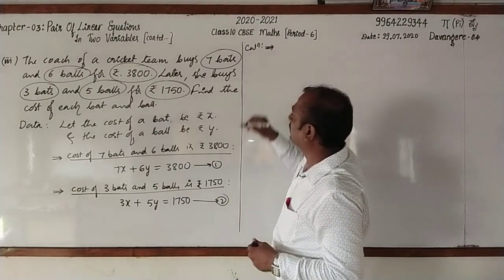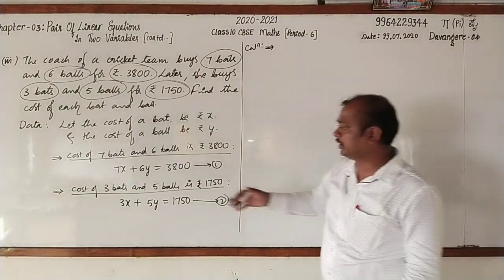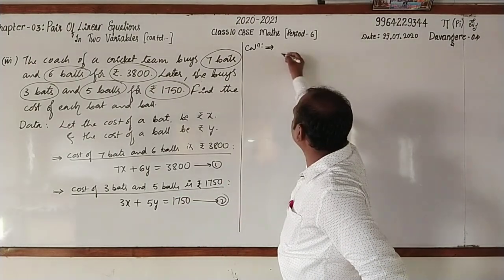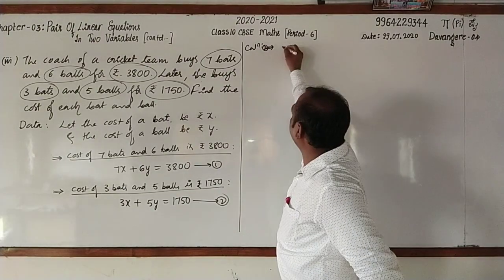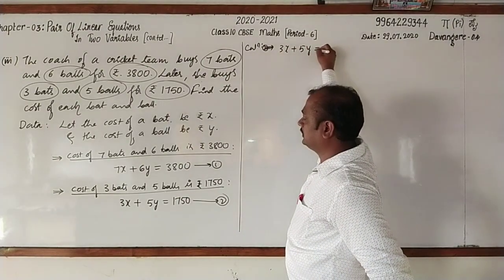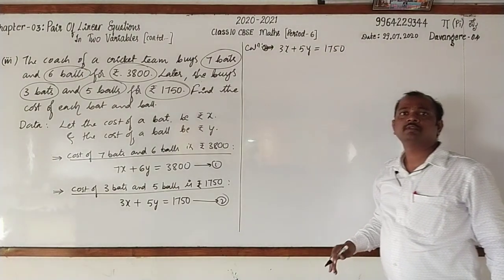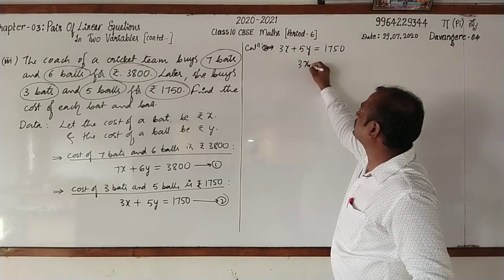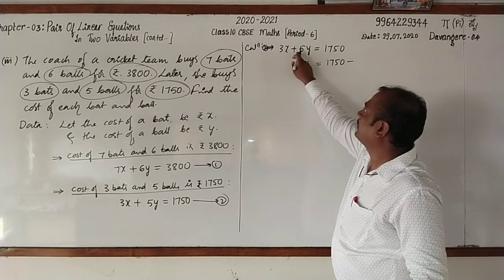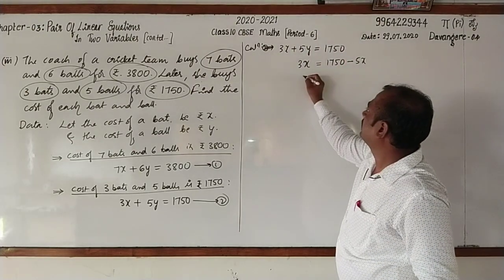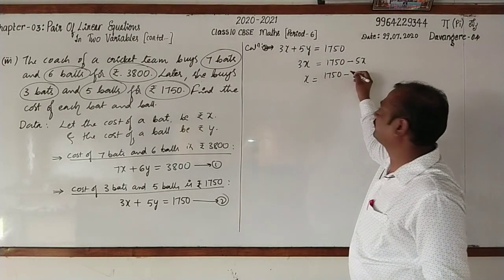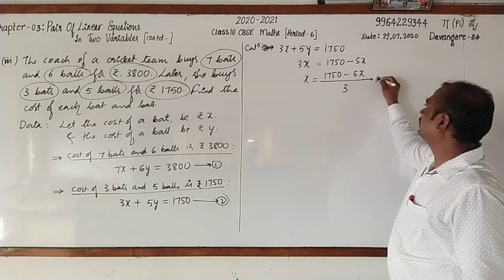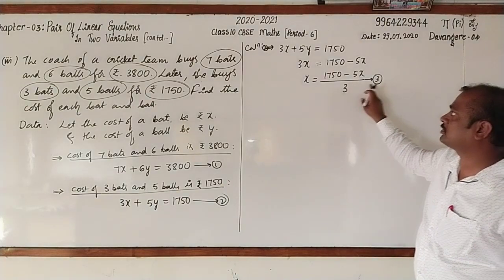Calculation. According to the substitution method, you have to choose any one of the 2 equations. So lower coefficients, I take second equation. It is 3x plus 5y is equal to 1750. So any one of the 2 variables, I take x. So it is 3x is equal to 1750 minus 5y. Then x is equal to 1750 minus 5y, transpose 3 to the denominator. You may call it as equation 3, which is obtained from 2.